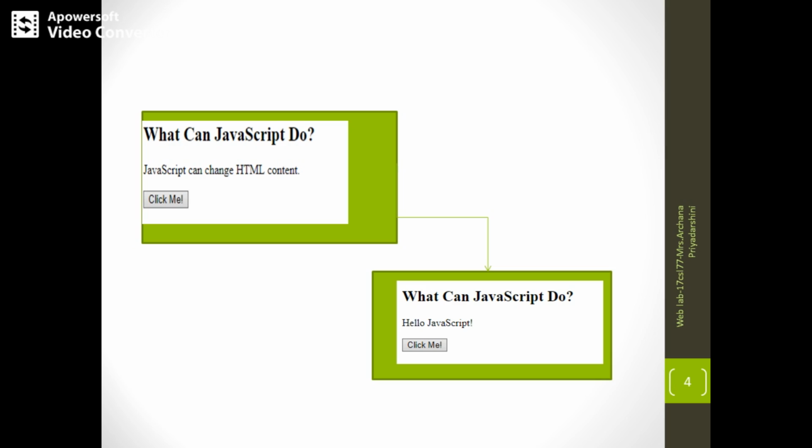That is, JavaScript can change HTML content. You just observe this line. This line is changed dynamically to hello JavaScript, on click of the button. There is an ID associated with this paragraph, and when the button is clicked, it causes a change in the content to hello JavaScript. In this way, we'll see other possible applications or usage of JavaScript.